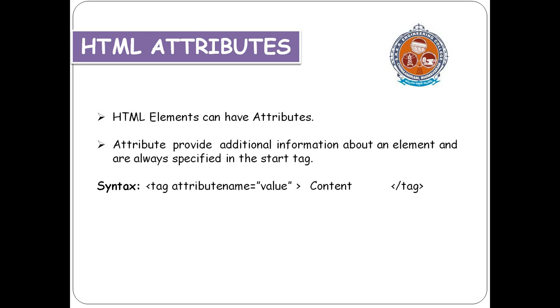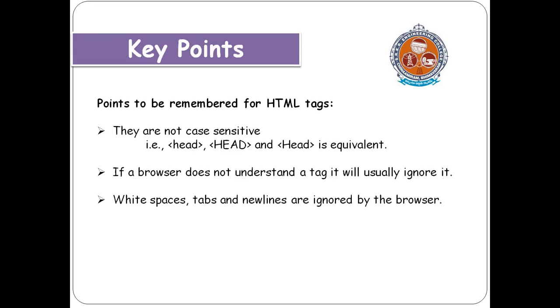P align left. Then whatever content has been defined in that paragraph tag should be displayed in our web browser on the left side. Okay, so that is an attribute. So what is an attribute? An attribute provides additional information about an element and is always specified in the starting tag.